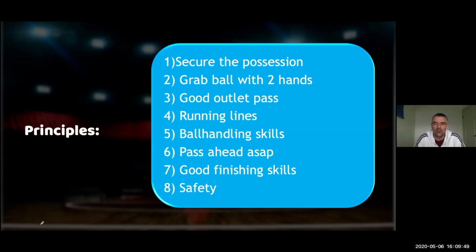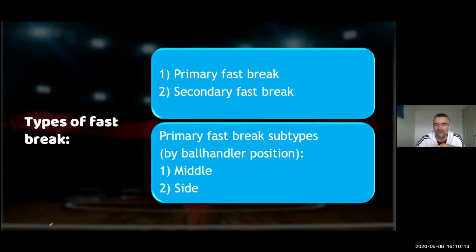And we need to think about safety, which means that if we miss on a fast break, we don't give opponents a chance to have a re-break. So if we don't score, they will probably try to run a fast break behind our back. So we need to have a safety player. I will not talk about the safety player now in this clinic. I will focus on the first seven principles.